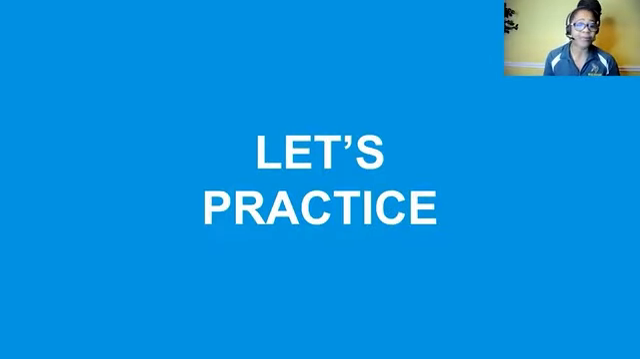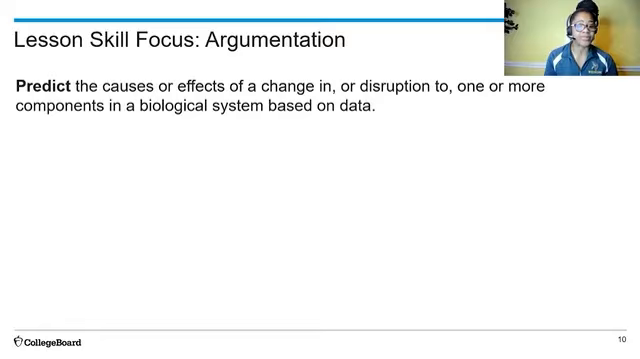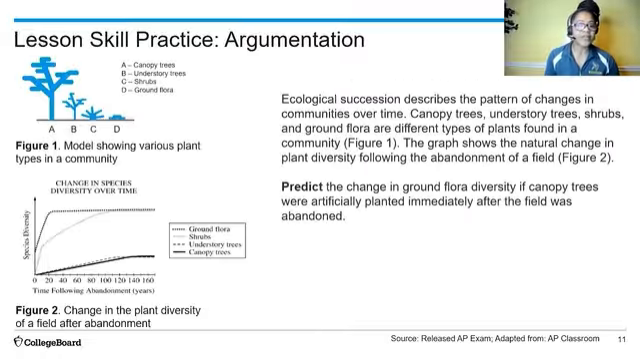So let's go ahead and practice. Our skill focus will be predicting the causes or effects of a change in or disruption to one or more components in a biological system. And that's focusing on our ability to practice argumentation. So I'll give you an opportunity to read this particular example or question here. You pause your video and then we'll come back and take a look at your answer.